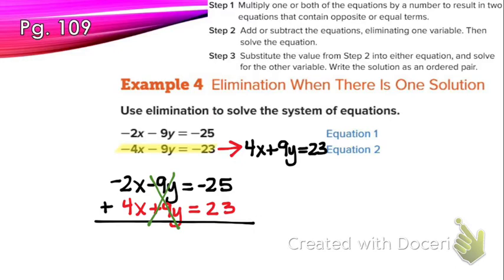So we're going to cross that out, and when we add together, we get, what's negative 2x plus 4x? 2x, so put a 2 on that blank. That's going to equal negative 25 plus 23, which is negative 2. Divide both sides by 2, and what does x equal? X equals negative 1. Good job. So now we're ready to do step 3.